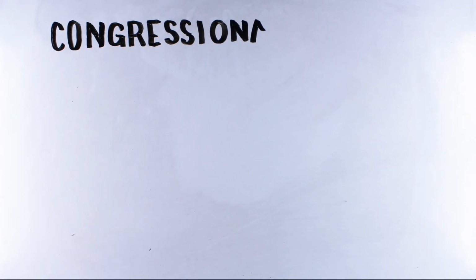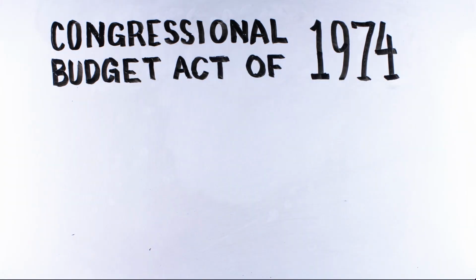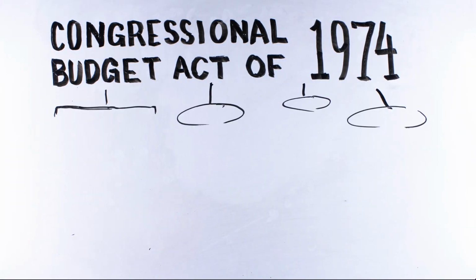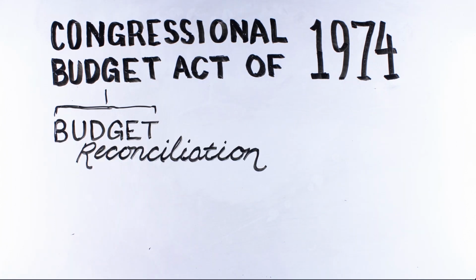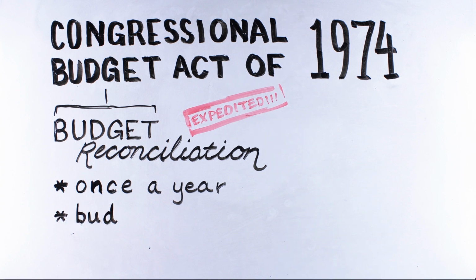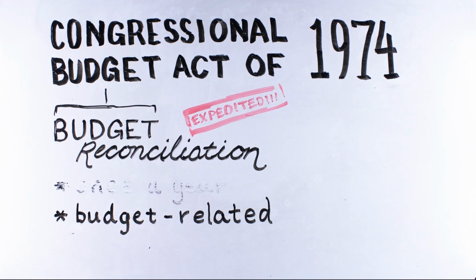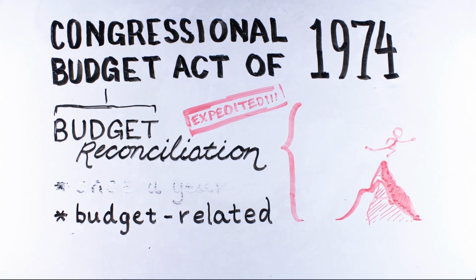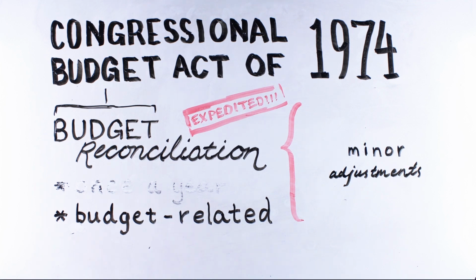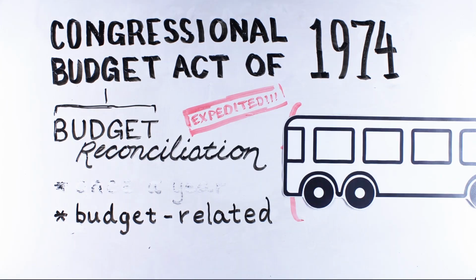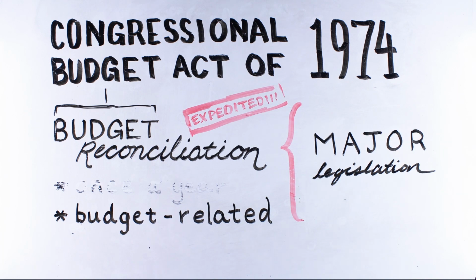In 1974, Congress passed the Congressional Budget Act. It set up several budgetary processes, but what matters in regard to the tax reform bill is something called budget reconciliation. It's an expedited procedure that can only be used once a year and only for legislation related to the budget, though that restriction has become looser and looser over time. Budget reconciliation allows the Senate to skip a massive obstacle to passing a bill. It was originally intended for minor budgetary adjustments, but in recent years has been co-opted as a vehicle for major legislation.